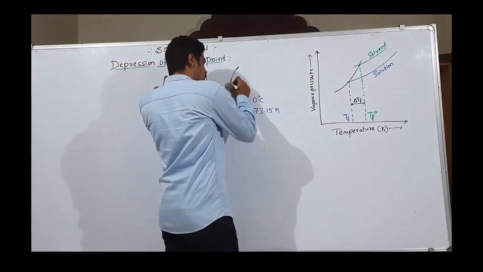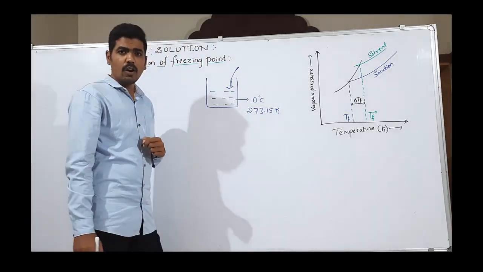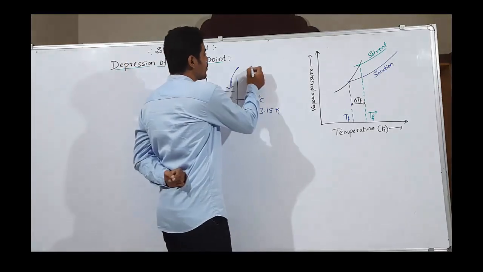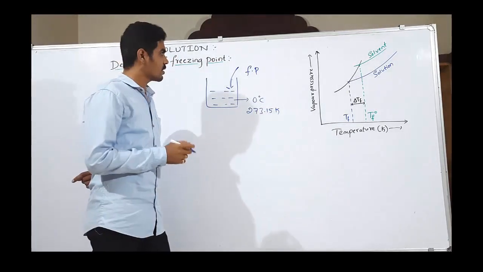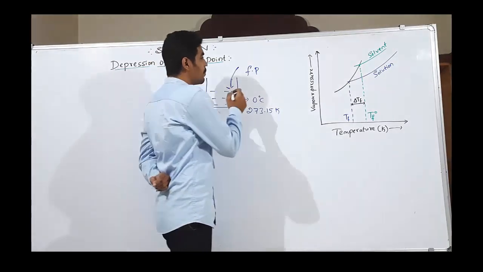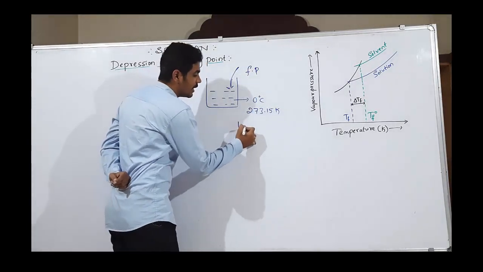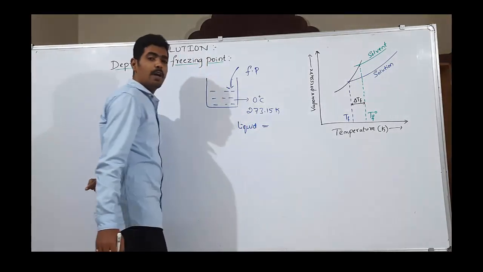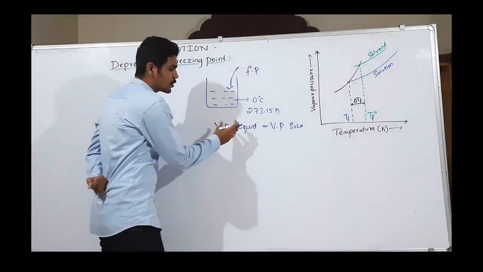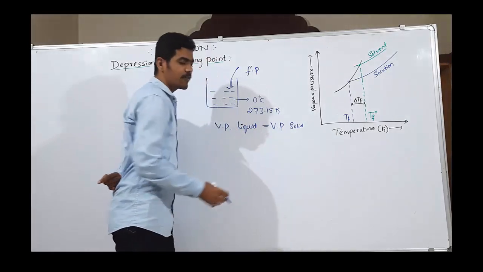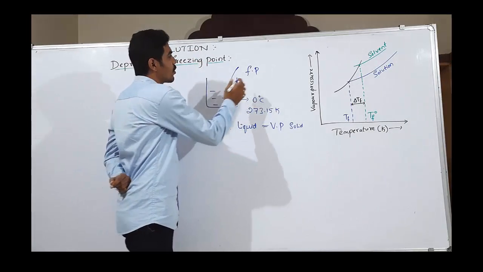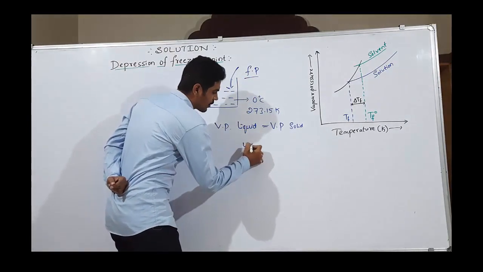So here upon addition of non-volatile solute, the vapor pressure of the solvent decreases, and when the vapor pressure of the solvent decreases, its freezing point will also decrease, because the freezing point of a solution is defined as the temperature at which the vapor pressure of the solvent which is present in liquid phase becomes equal to the vapor pressure of the solvent which is present in solid phase. Okay, so when the vapor pressure of the same solvent in liquid phase and in solid phase both become equal to each other, then at that temperature we call it the freezing point. For example, water and ice.